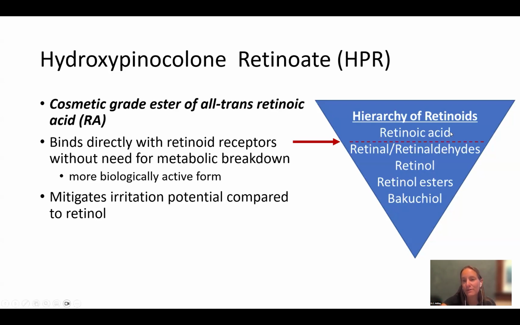We talked about here how you have your retinoic acid, and then you've got your retinols and your retinaldehydes. This actually fits in this new category right in between here. It's a cosmetic ester, which means it can be used in cosmetic formulas, but it's actually an ester of the all-trans retinoic acid. So it can bind directly to those retinoid receptors in the skin without the need of having that metabolic breakdown that you need for retinol or retinaldehyde. So it is in its most biologically active form. But because it has that ester associated with it, it could still mitigate some of the irritation potential compared to retinol.